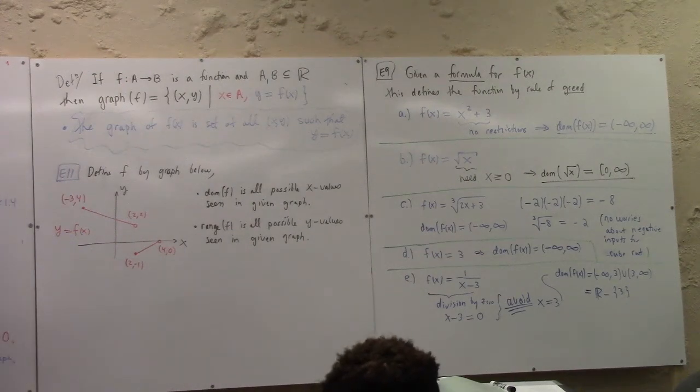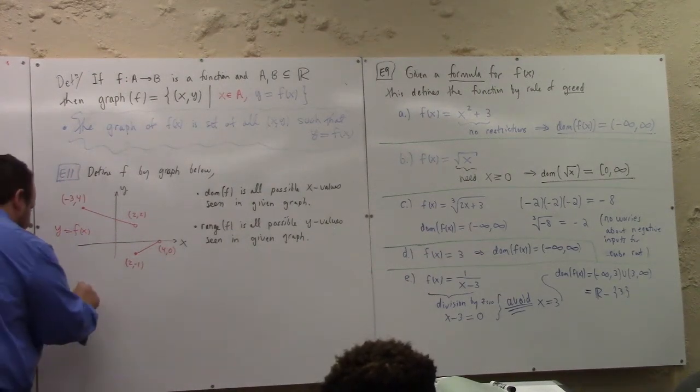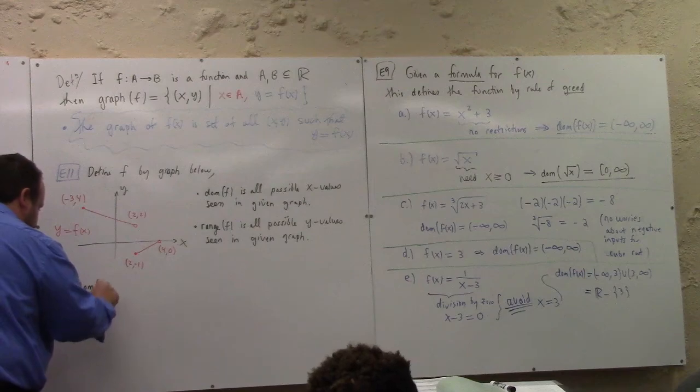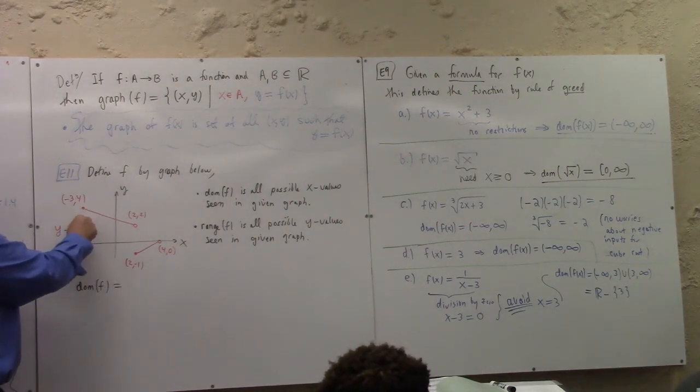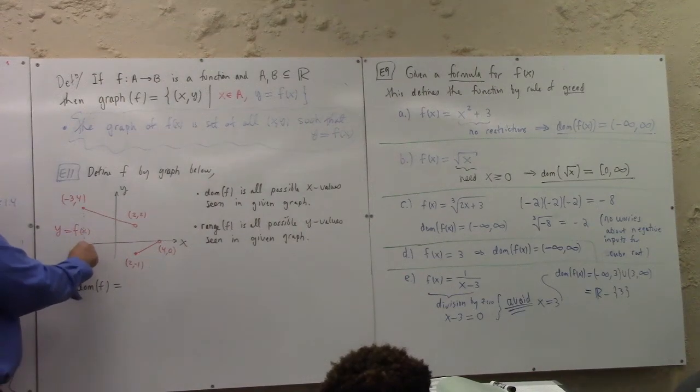So let's start out with the domain. What's the domain equal to here? Let's use interval notation. The domain of f is what? To figure out the domain, you want to look at the x-axis and keep track of what's going on here. So the domain starts here, right? It starts here at minus 3, right?